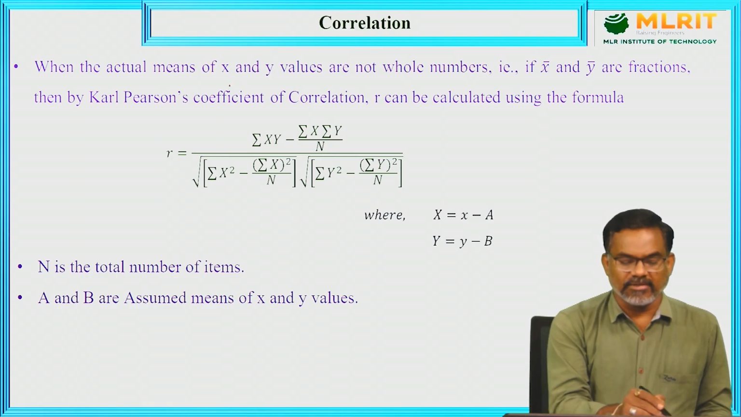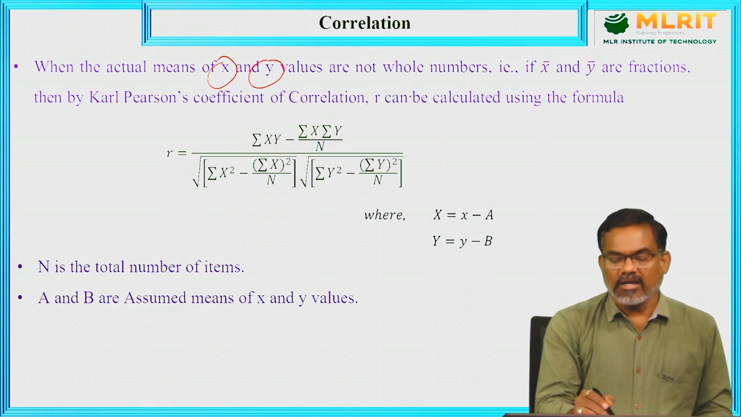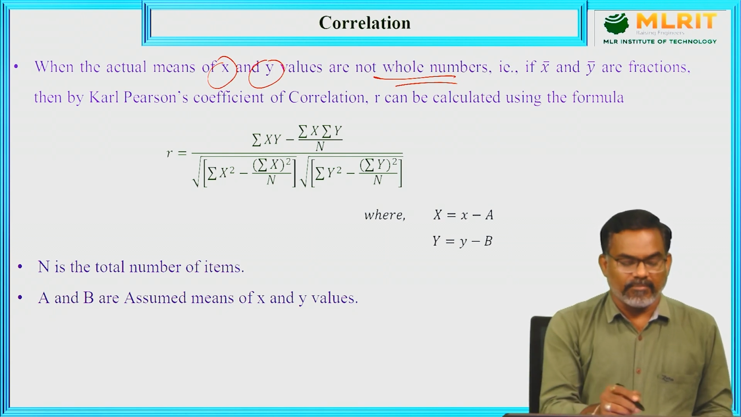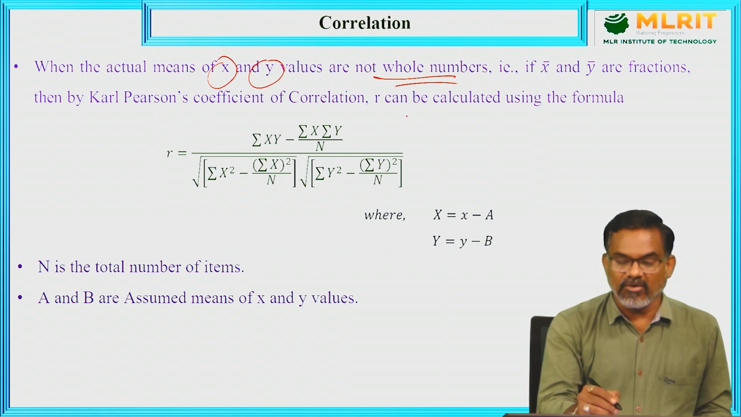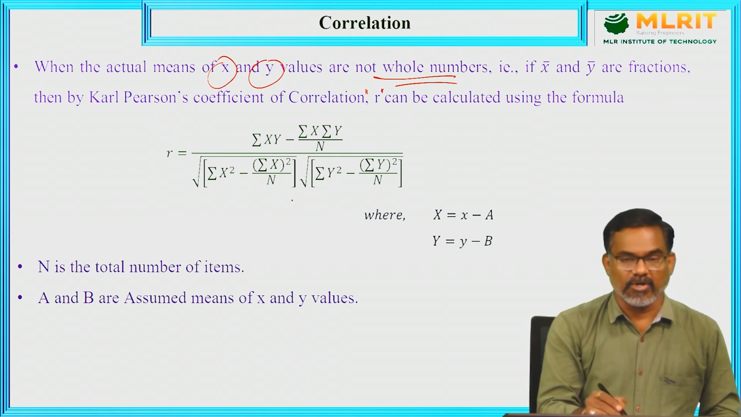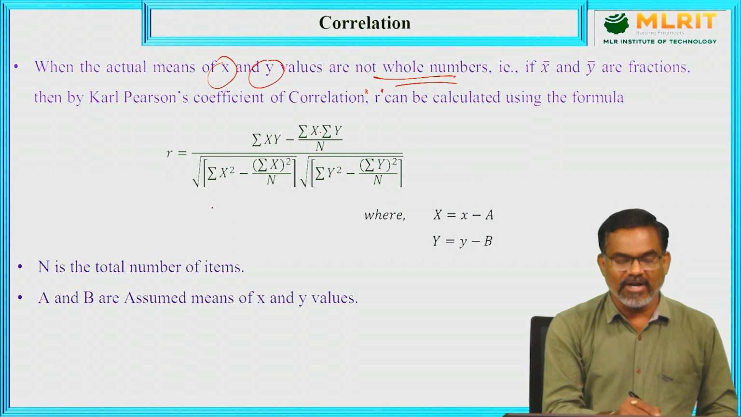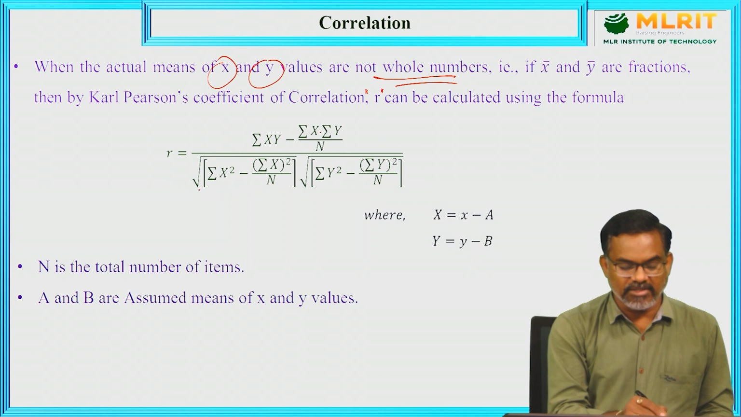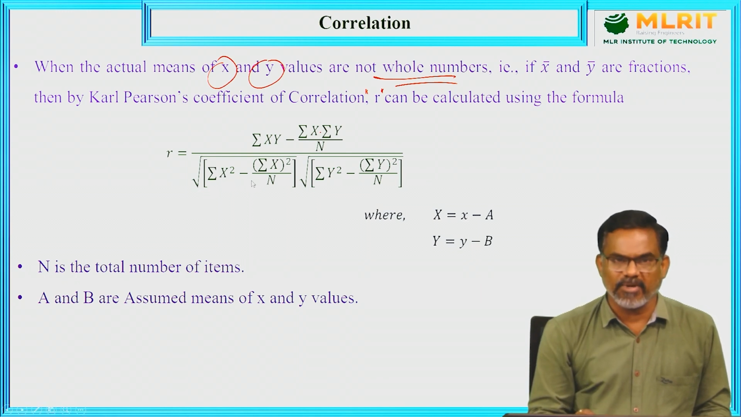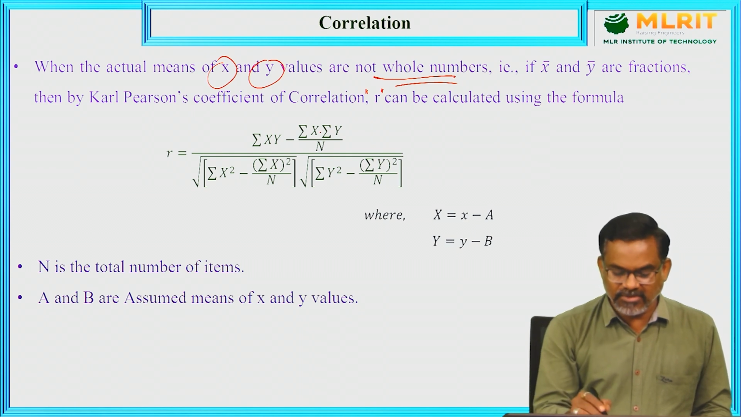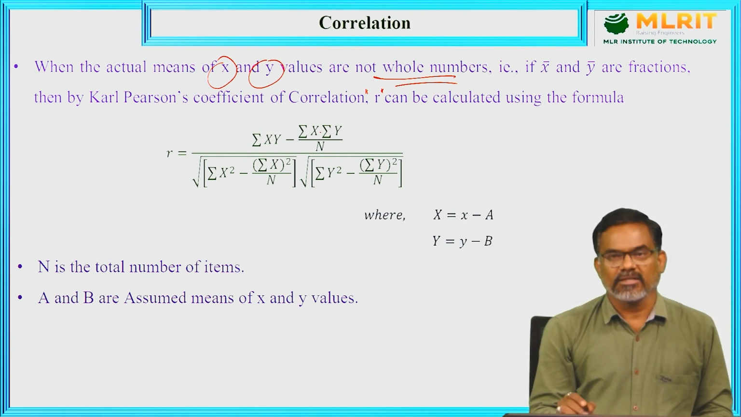When the actual means of x and y are not whole numbers, that means if x bar and y bar are some fractions, then by Karl Pearson's coefficient of correlation, the value of r can be calculated using this formula: r equals sigma capital X into capital Y minus sigma capital X into sigma capital Y divided by n, whole divided by, in the denominator, the product of two values: under root sigma X square minus sigma X whole square by n, and under root sigma Y square minus sigma Y whole square by n. We use this formula when the means are not whole numbers.